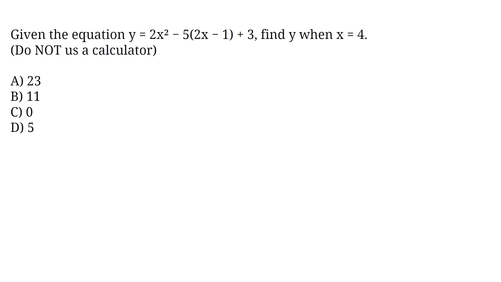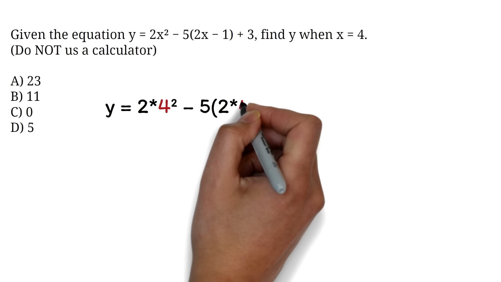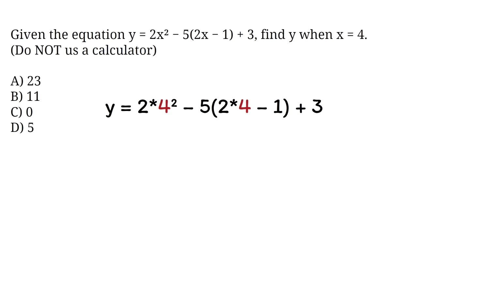Given the equation y equals 2x squared minus 5 times (2x minus 1) plus 3, find y when x equals 4. A. 23, B. 11, C. 0, D. 5. The work here is being able to replace values and also using the order of operations. We will replace the x with 4. So we have y equals 2 times 4 squared minus 5 times (2 times 4 minus 1) plus 3.